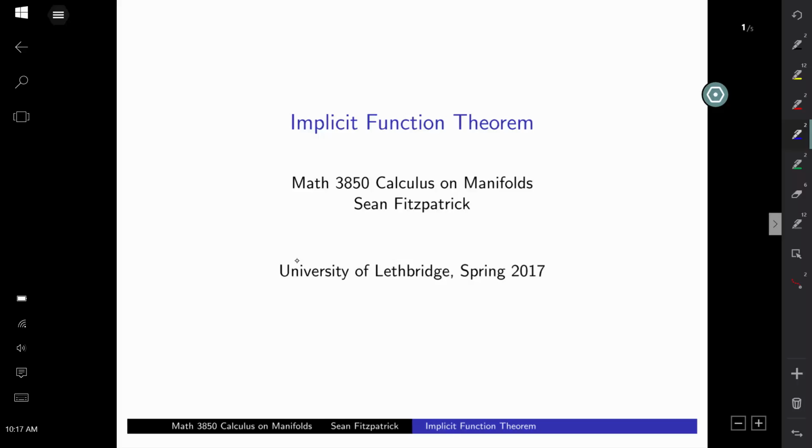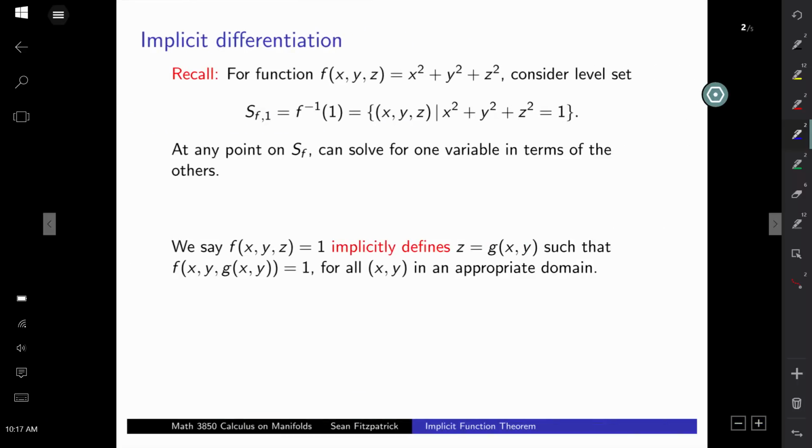Okay, so let's recap. We'll start with some things you know. Implicit differentiation. You know how this works in the Calc 1 setting, but you've probably seen implicit differentiation also in the context of several variables. It's usually covered in Calculus 4. Here's the classic example: the unit sphere. This is the set of all points that are distance 1 from the origin in R3, so this is a subset of R3.